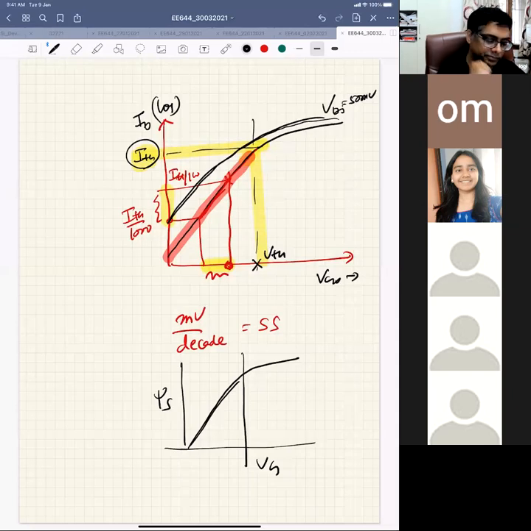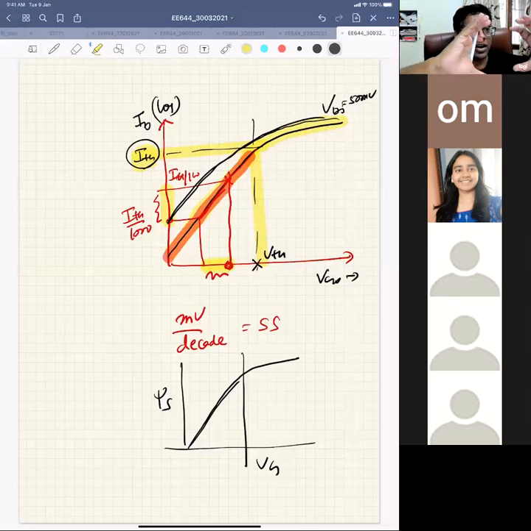Yes, sir. Let me reiterate, right? This part is your gate control. This part is nothing to do with the gate control. When I'm talking about gate control of your transistor, gate control is always the subthreshold part, right? How quickly your current is rising from off to on, how quickly your transistor is turning on.